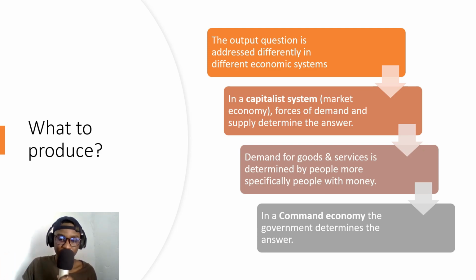In the capitalist system, or also known as the market economy, forces of demand and supply determine the answer. So what the masses demand, the market supplies, the market produces, right? So the demand for goods and services is determined by the people, and more specifically people with money. So if you're broke, you don't have a voice. And in a command economy, the government determines the answer, so it chooses what to produce.